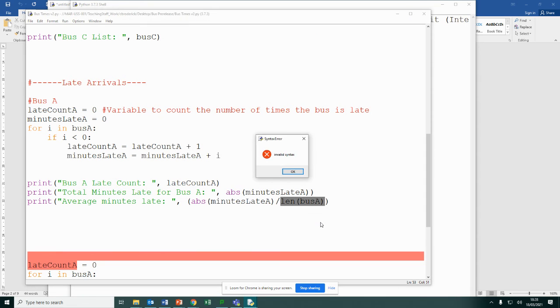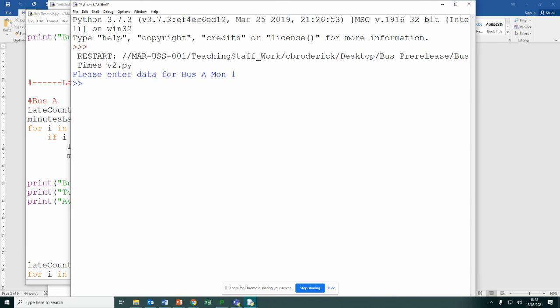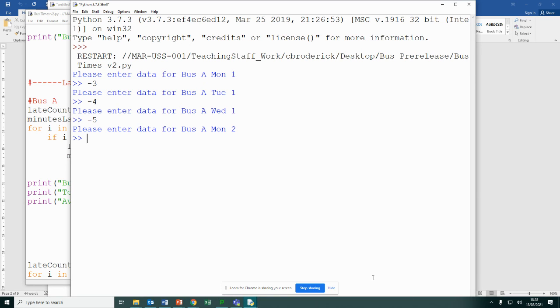F5. Oh, okay. I think here what I've forgotten is my final bracket. So if we want to get the average, I'm going to go minus 3, minus 4, and minus 5. Now the average of those should give us minus 4 will be the average. So I'm going to make everything else 1.